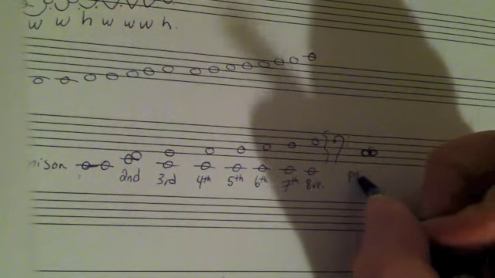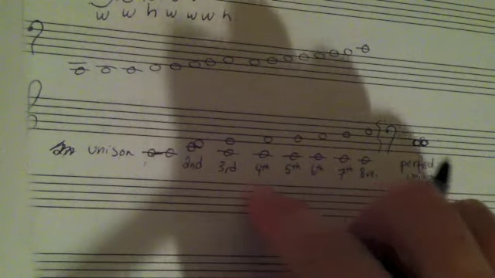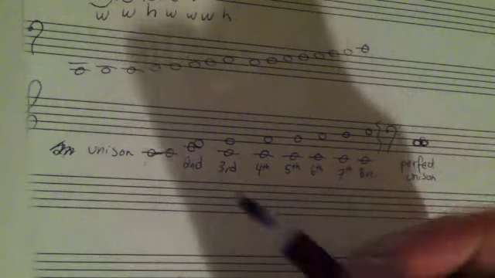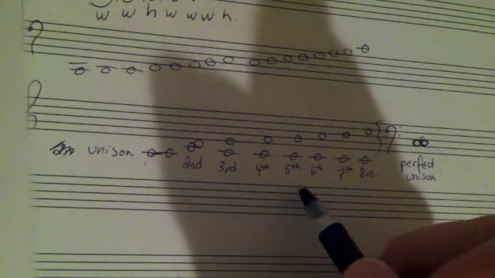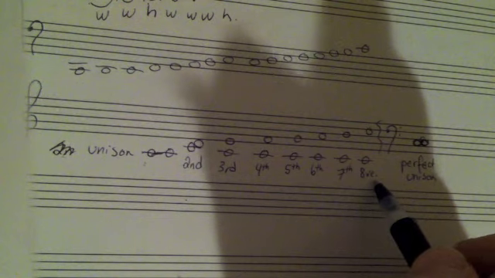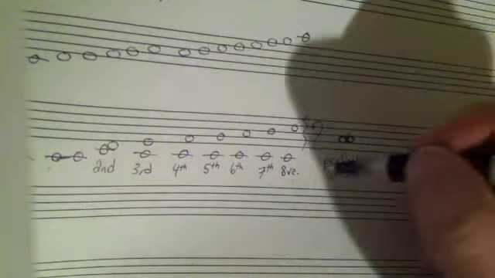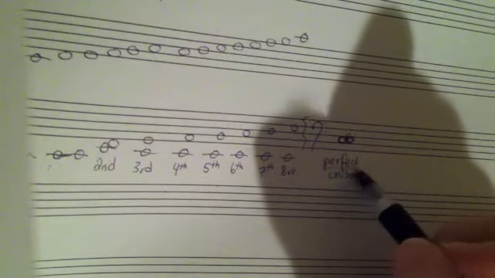We call that a perfect unison. So this is just the basic form, like the structure of intervals. We have unisons, seconds, thirds, fourths, fifths, sixths, sevenths, and eighths, and octaves. They sort of have a quality.